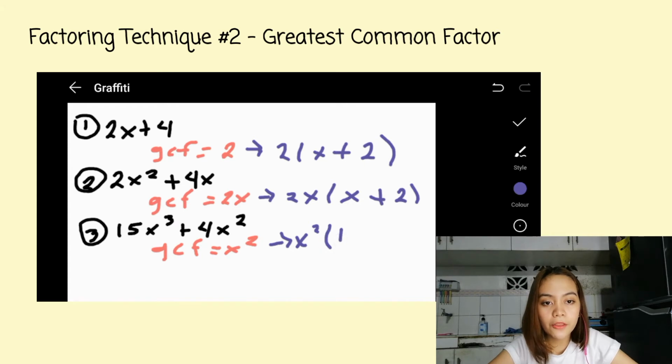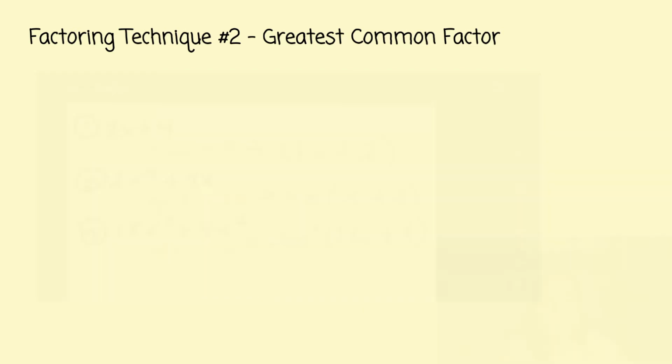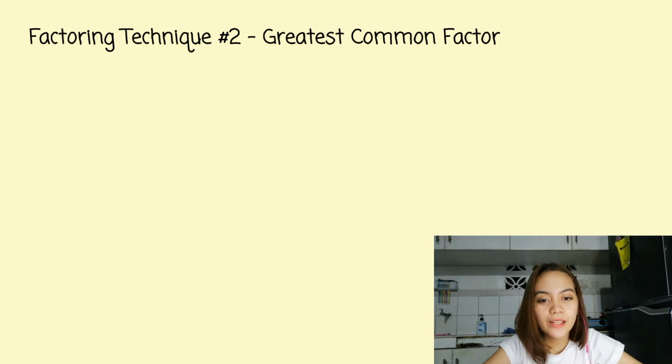And for problem number 3, x squared will be outside the parentheses and 15x plus 4 will be inside the parentheses, because you have undone your distributive property in factoring using GCF. So that is how we use the greatest common factor for problems number 1, 2, and 3.